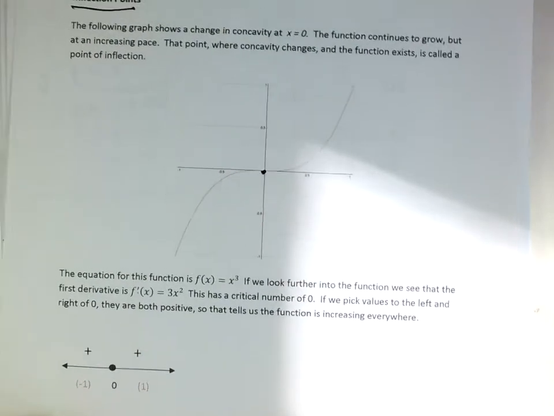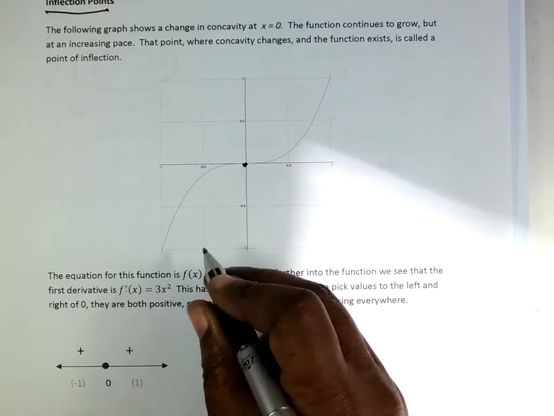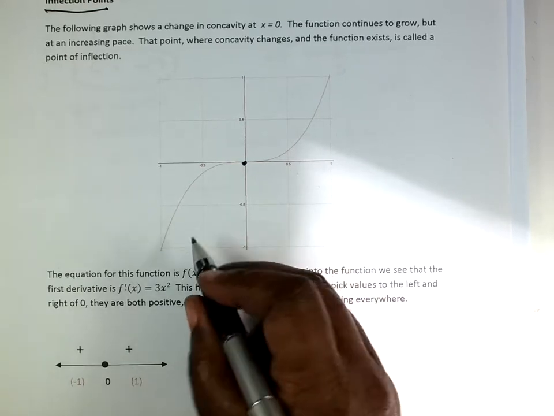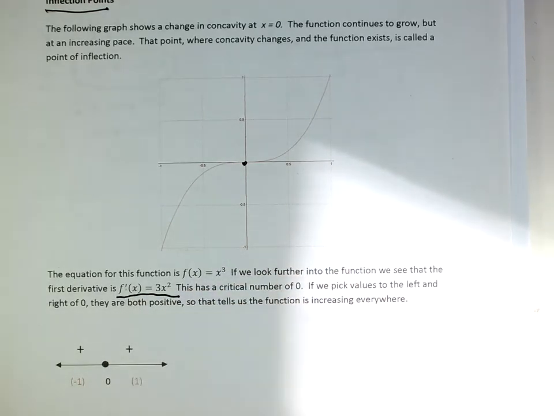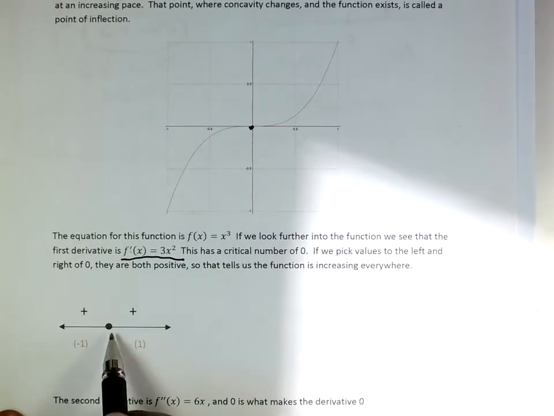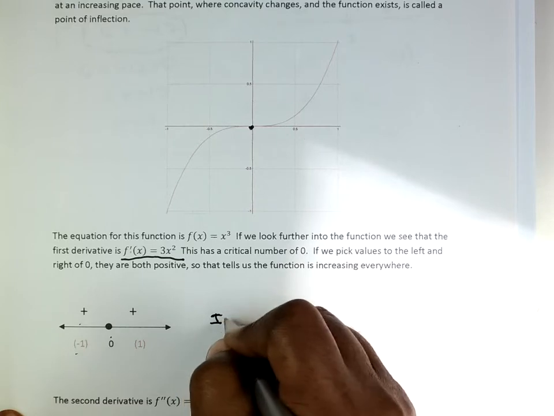So we're going to do the same thing. We have f of x is x cubed. And first I looked at the first derivative. So f prime of x was 3x squared. It had a critical number of 0. So when you plug in stuff to the left or right of 0, you get positive. So that told me that it was increasing everywhere.